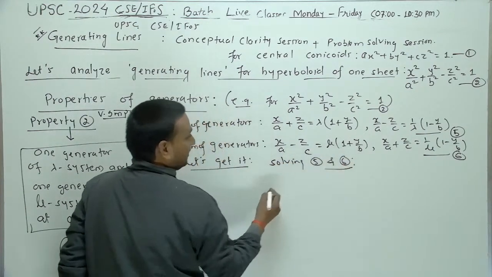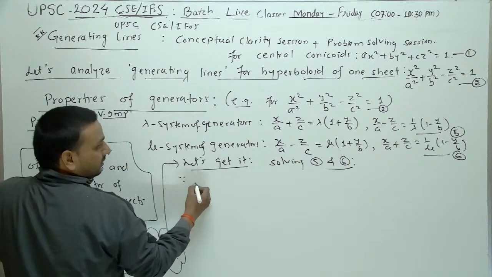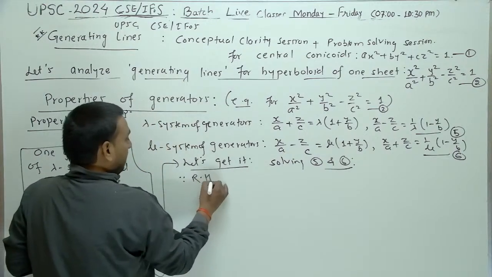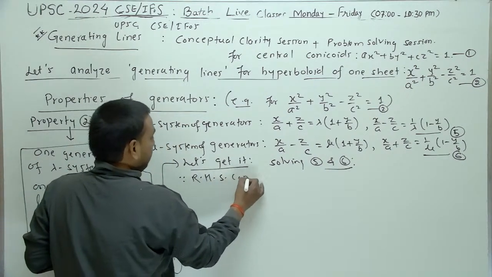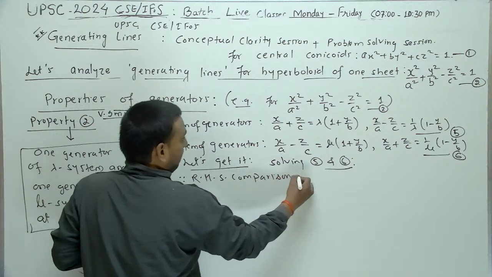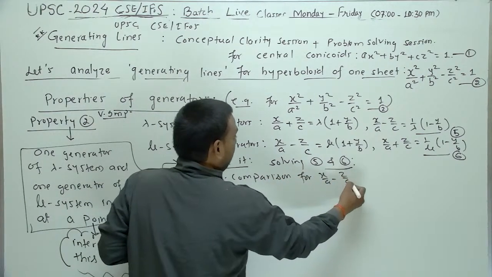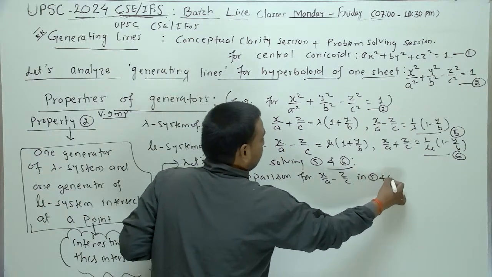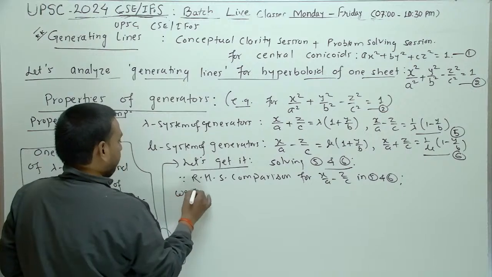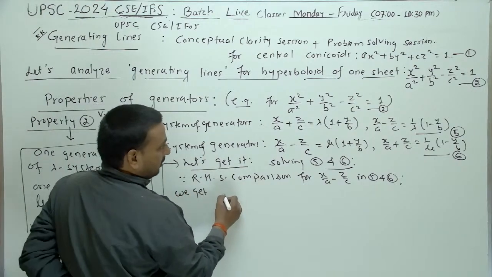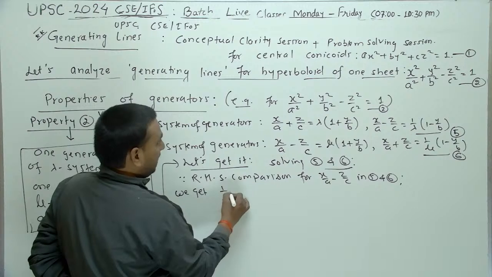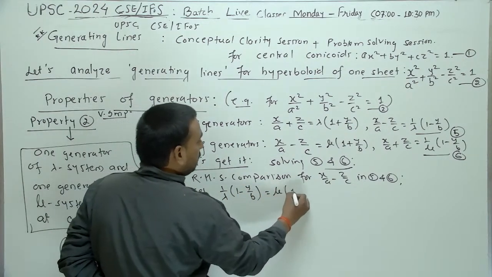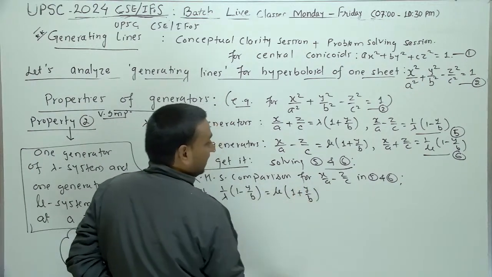So let's get solving 5 and 6. See, if we look at x upon a minus z upon c, RHS comparison for x upon a minus z upon c in 5 and 6, we get, okay, 1 upon lambda into 1 minus y upon b equals mu into 1 plus y upon b.